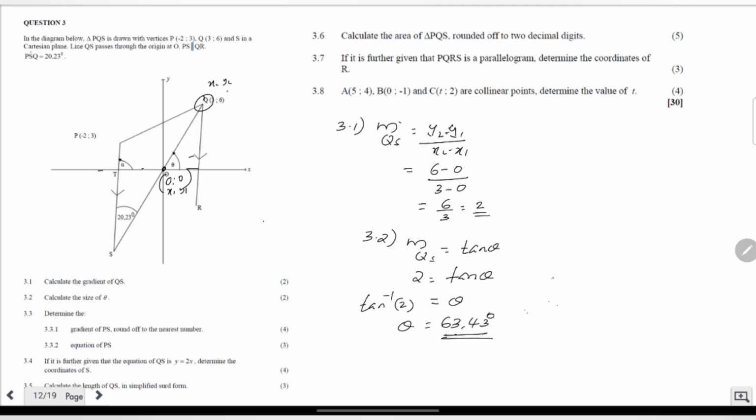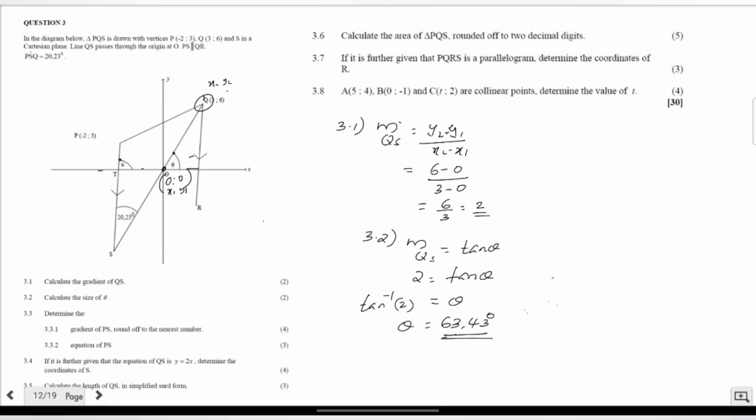Sometimes the gradient is negative. In that case, the angle of inclination is always positive. So if we get a negative one, add 180 to make it positive. Okay, that's how we need to do it. Sometimes the gradient can be negative, which means that line is a decreasing line. Having a negative gradient means the angle of inclination will be more than 90. So just do it the way I did this question, but at the end you will get a negative one, then add 180 to make it positive. Okay, the angle of inclination is always positive.